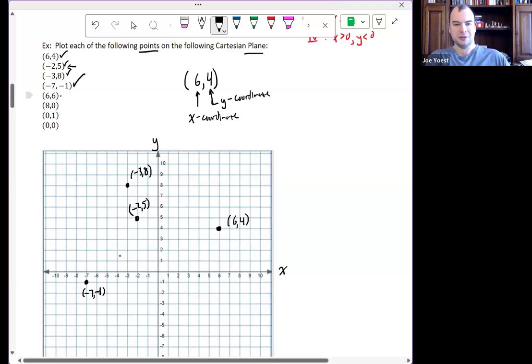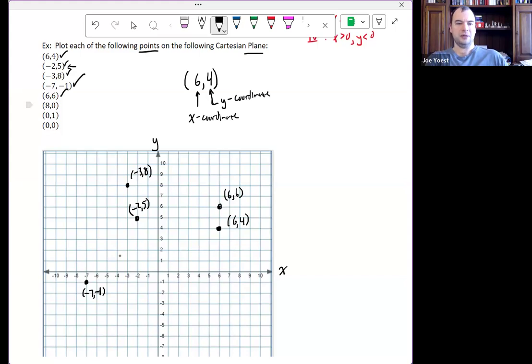So 6, comma 6. Here we're looking for 6 on the horizontal axis. And then instead of going up 4 like we did for our first point, we're going to go up 6. So 6, comma 6 is located there.